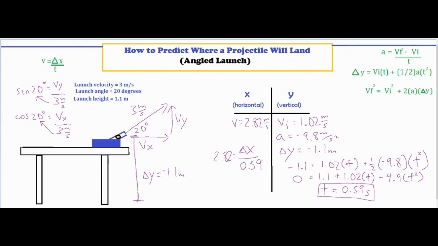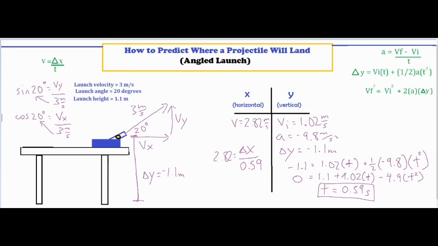All right, so I found my t, and it's definitely a little bit different than an angled launch where it lands at the same height at which it was launched. I ended up having this setup right here where I put in my delta y, my vi times t plus 1/2 times the a of negative 9.8 times t squared. And I set it all equal to 0.